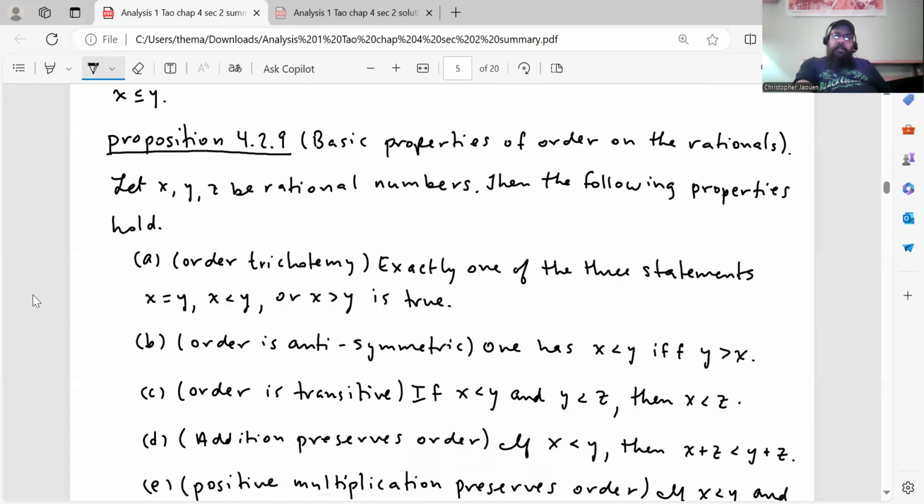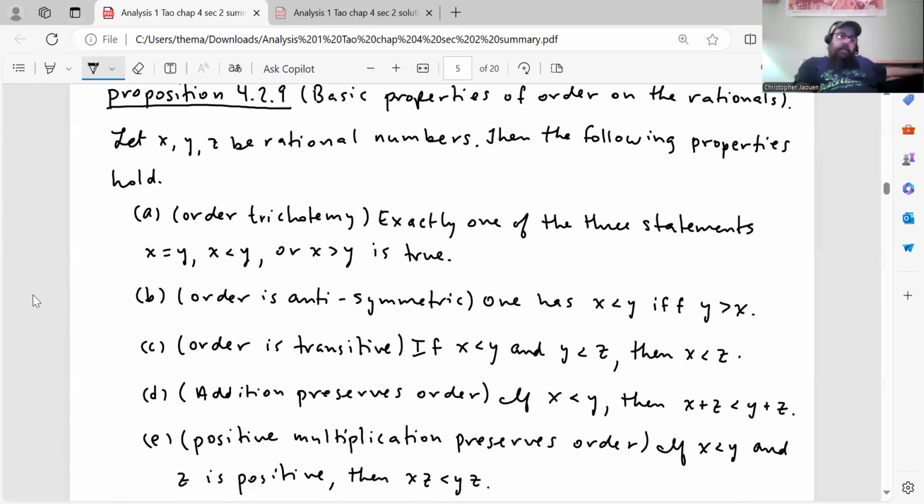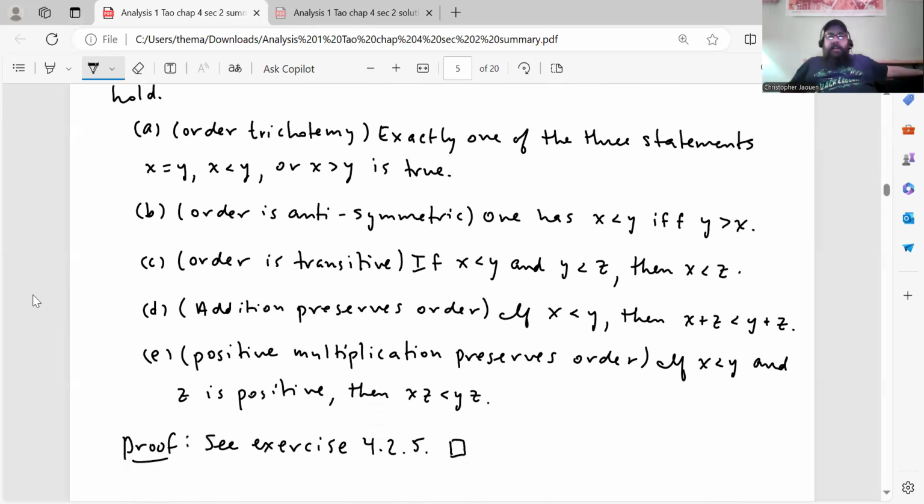All right, here are the order properties for the rationals. Again, very similar to what we did in the last section, but we have to do them over again for the rationals. So let x, y, z be rational numbers, then the following properties hold. Part A, order trichotomy: exactly one of the three statements, x equals y, x less than y, or x greater than y, is true. Part B, order is anti-symmetric. In other words, one has x less than y if and only if y is greater than x.